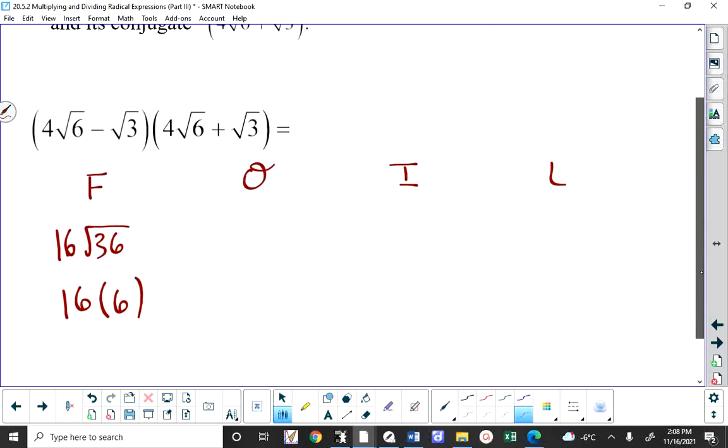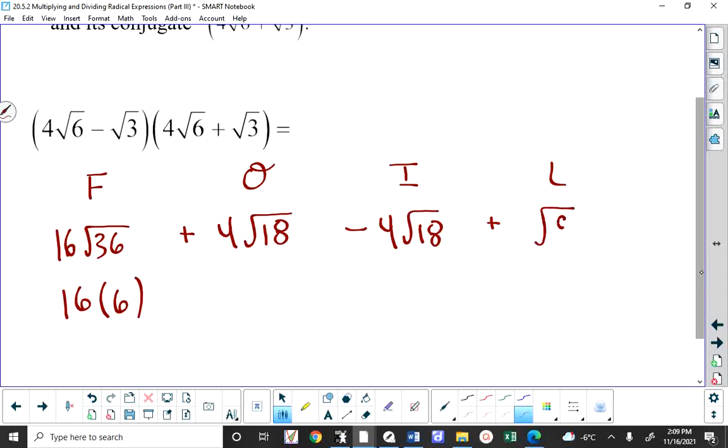What is my outer? My outer is 4 root 6 times root 3, which is 4 root 18. So over the past couple days, we've kind of warmed up to how we multiply these terms together. My inner is 4 root 6 times negative root 3, which is negative 4 root 18. And my last is root 3 times root 3, which is root 9. I'm not sure that you would really write root 9. You'd probably just delve right into 3.